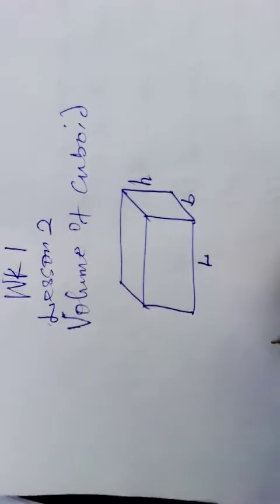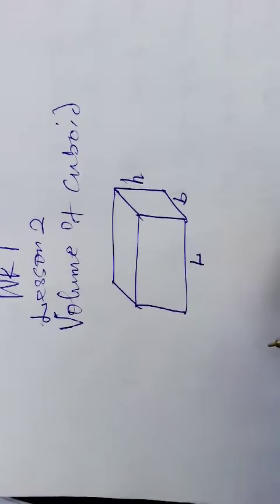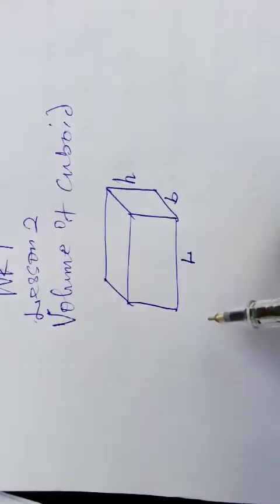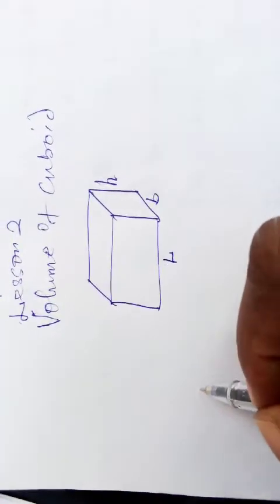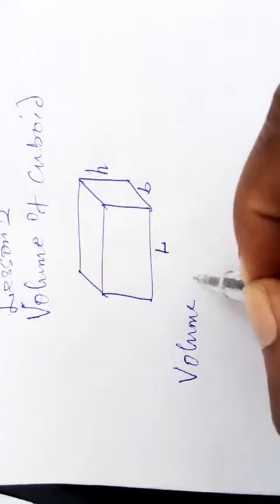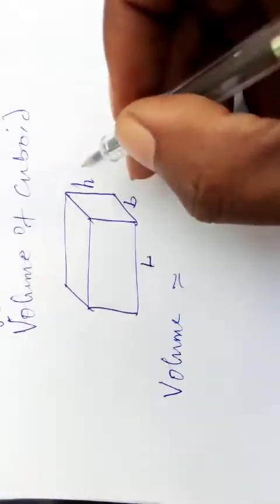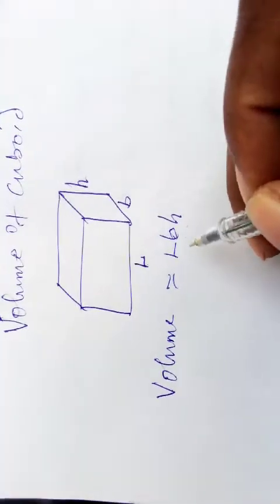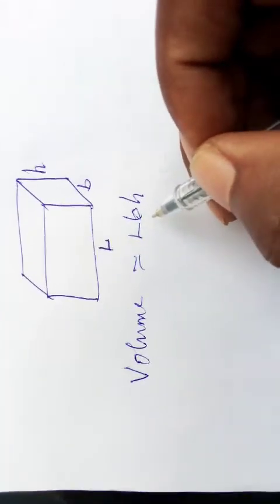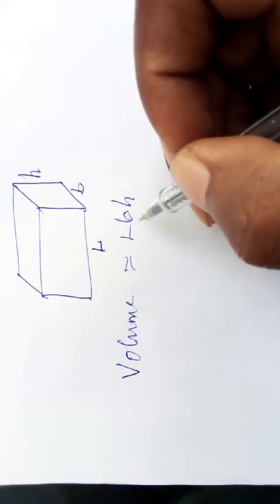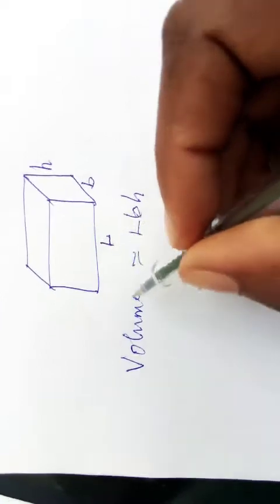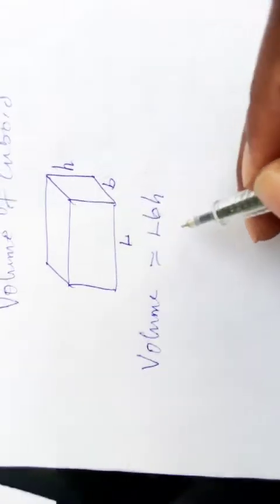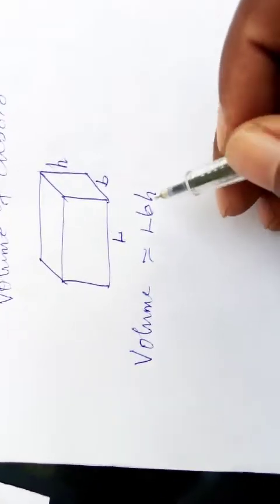I want to continue with our lesson on volume of cuboid. In our last lesson, we looked at the formula: volume is equal to length times breadth times height, LBH. We used this to solve some problems. Today we want to look at how we can calculate length given the volume, how we can calculate breadth given the volume, and how we can calculate height given the volume. All we need to do is make each of these the subject of the formula.